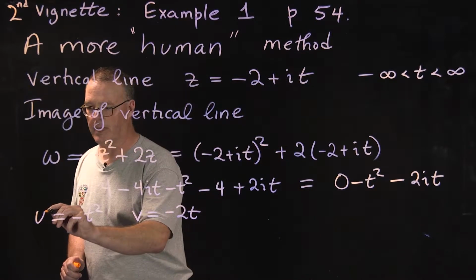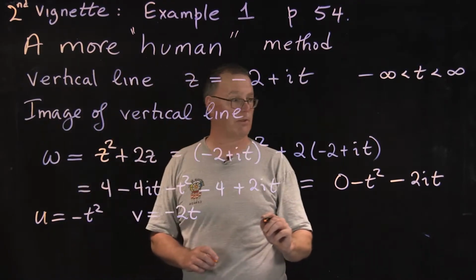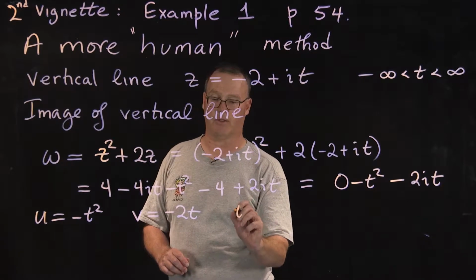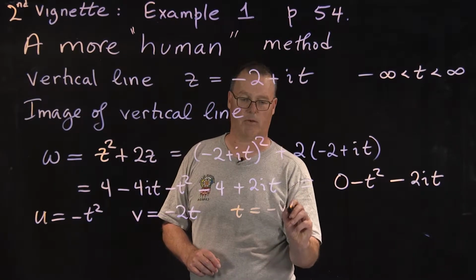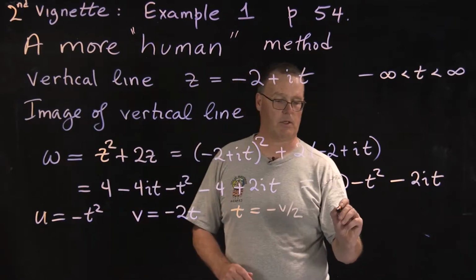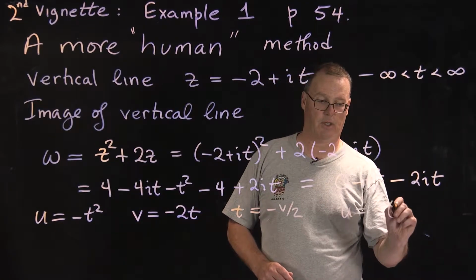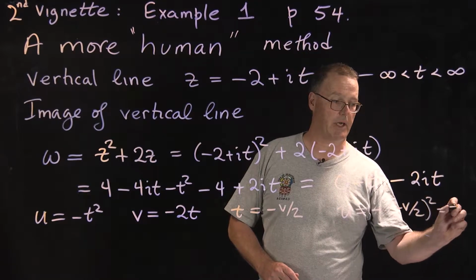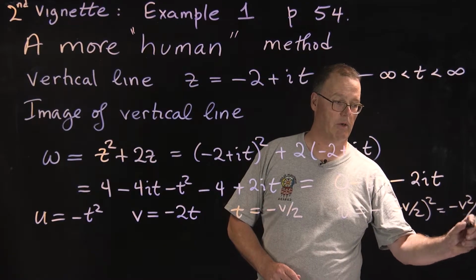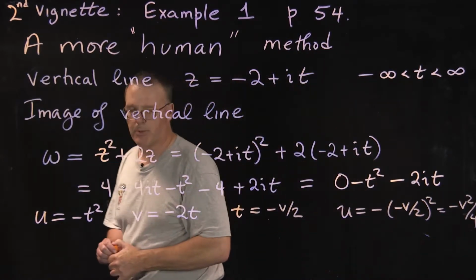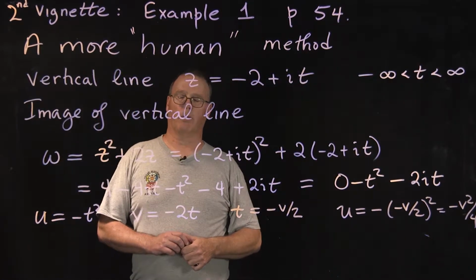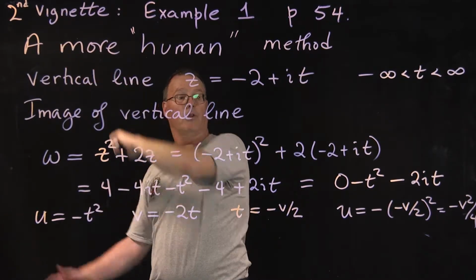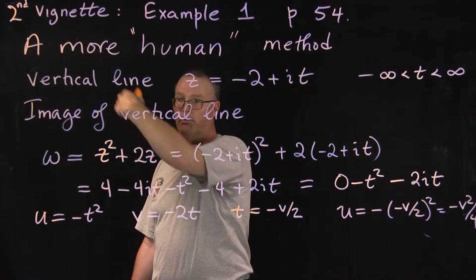So u is minus t squared, and v is minus 2t. So we can solve this for t in terms of v, so that means t is equal to minus v over 2. And so that means u is equal to minus v over 2 all squared, which is minus v squared over 4. And that's a parabola. What kind of parabola? It's a parabola that opens that way. u equals minus v squared over 4. It's a parabola that opens that way.